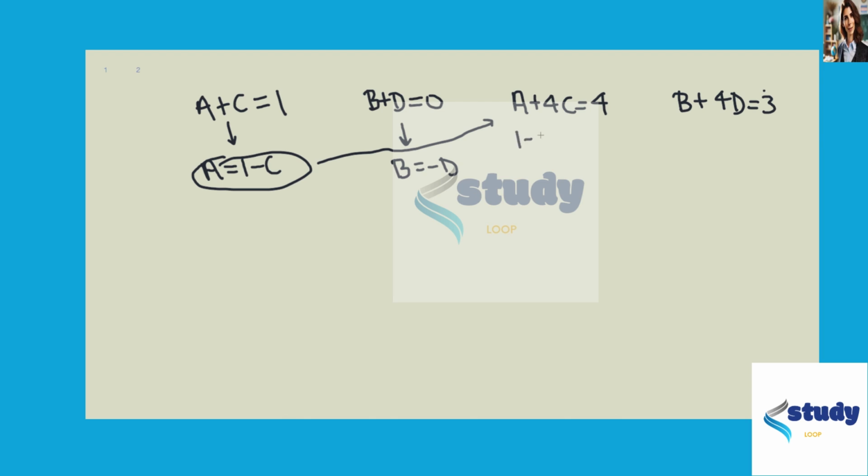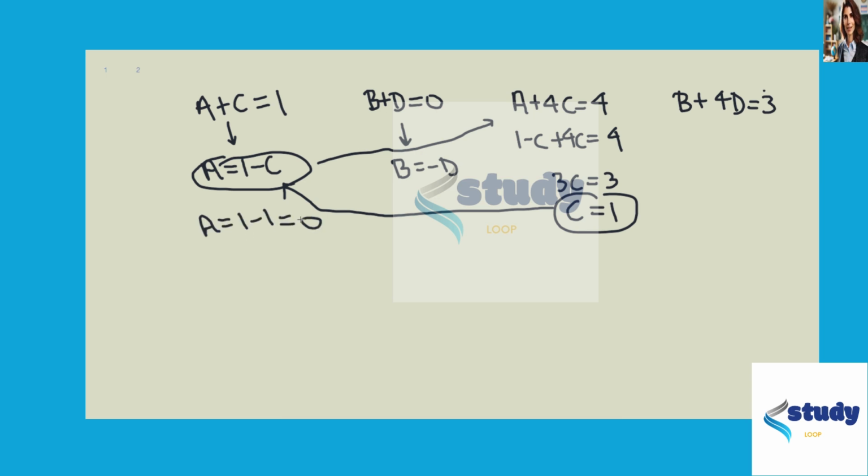So we have 1 minus c plus 4c equals 4. So that becomes 3c equals 3, c equals 1. And then plugging in the c value back over here, we get a equals 1 minus 1 equals 0.